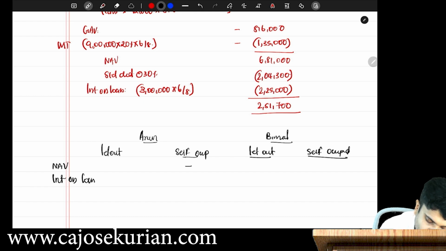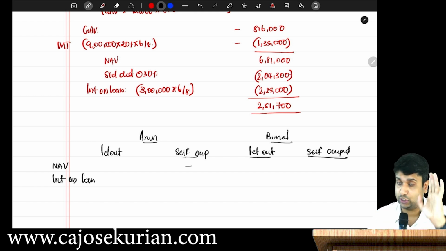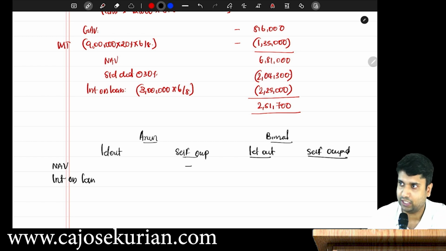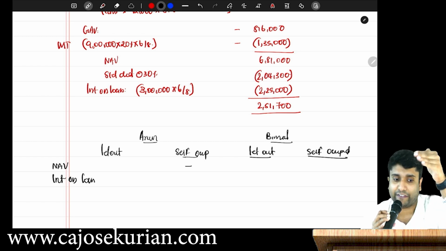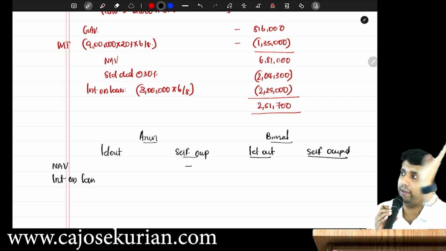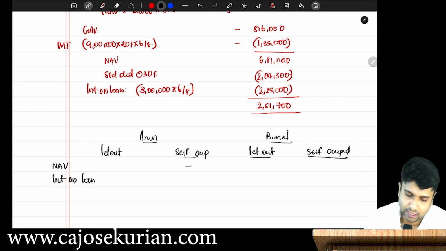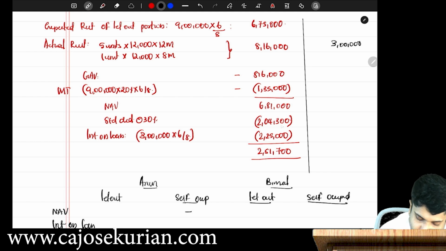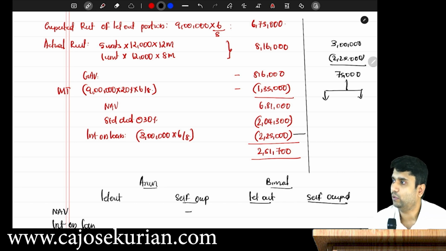How much is the interest on loan for Arun? See. Total interest was 3 lakh. Out of that, 225 is for the let out portion. So the remaining is 75. That 75 has to be divided between Arun and Bimal. Are you with me? Listen, the total interest is 3 lakh. Out of that, 225 we have taken for the let out portion. So the remaining will be 75 for the self-occupied, and this has to be divided between Arun and Bimal.